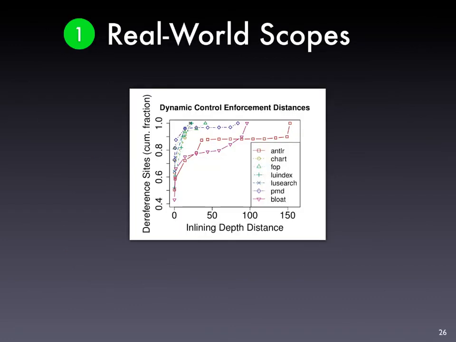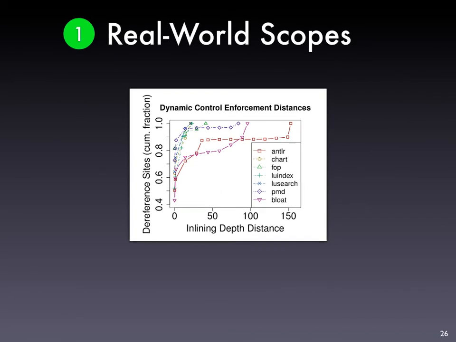To look at real-world programs, we took the DaCapo benchmark suite and ran our tool on it. This graph here shows the cumulative distribution of dereference sites that have a given inlining depth distance. So, for example, for the bloat benchmark, which is marked by the downward triangle, 40% of dereference sites required an inlining distance of 0, and 80% required an inlining distance of less than 50.